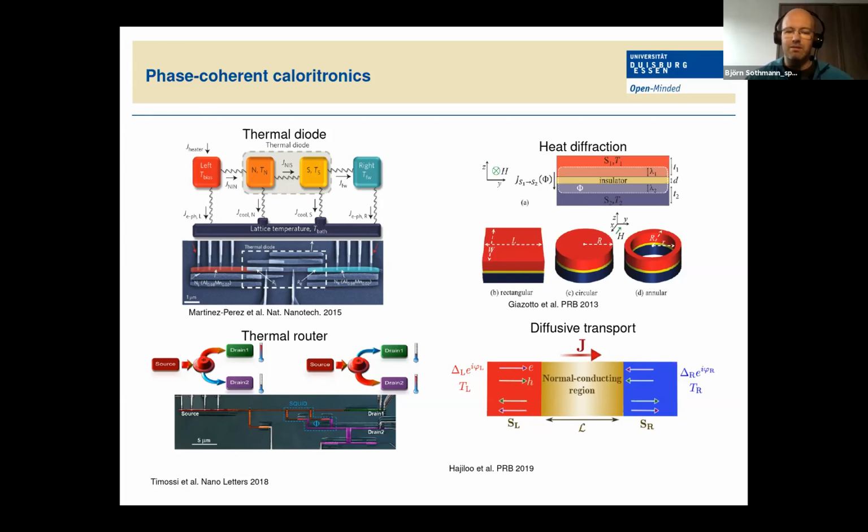Apart from these experiments that go more into applications, you can also look at more fundamental aspects. There's, for example, the option of having heat diffraction, which is the thermal analog of the Fraunhofer pattern in charge transport. When you have extended Josephson junctions, this has been theoretically predicted in this PRB, and in the meantime, there have also been experiments on this.